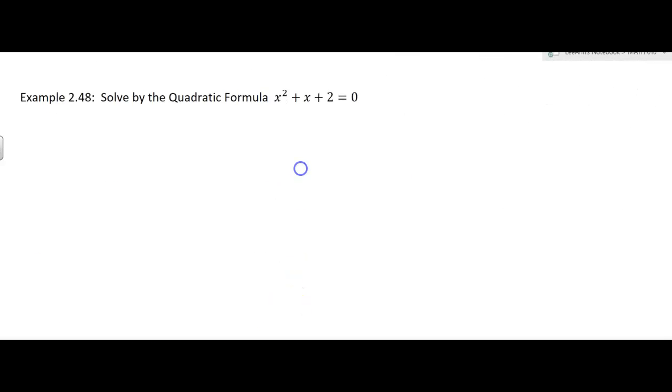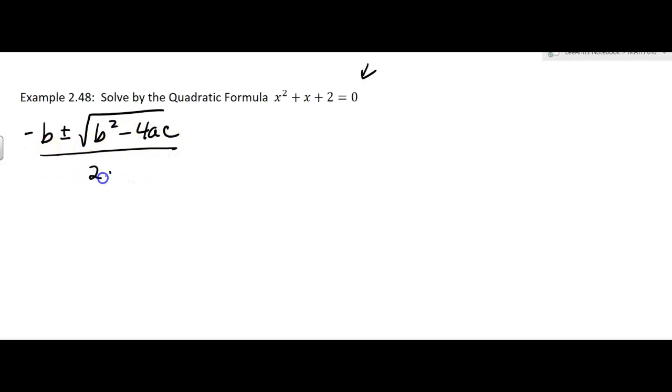So here's another one. We're going to do the same thing. It's set to 0, so yay. We're going to get the formula. If you always write it down, you'll remember it eventually. All right, so what is my a? My a is 1. It's right there. My b is 1. And my c is 2.